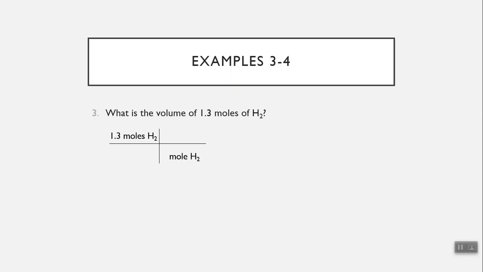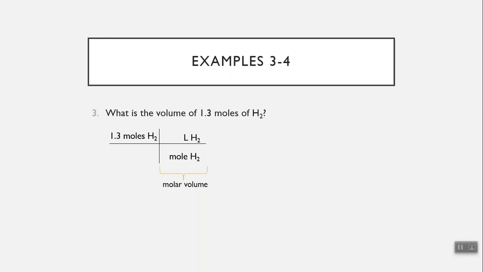And what do you think we're going to put on top? Well, the problem is asking for volume, right? So volume we know is liters, so we're going to go ahead and put liters on top. And here is the molar volume, liters over mole, that is the molar volume.